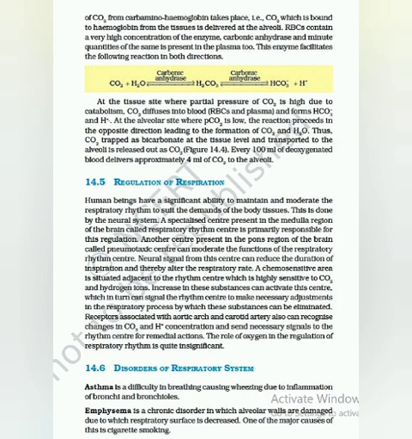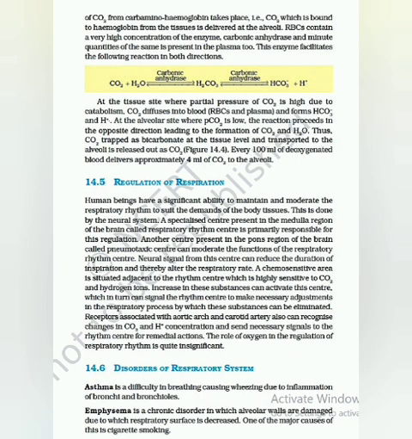At the tissue site, where partial pressure of carbon dioxide is high due to catabolism, carbon dioxide diffuses into blood, RBCs, and plasma and forms bicarbonate and hydrogen ions. At the alveolar site, where partial pressure of carbon dioxide is low, the reaction proceeds in the opposite direction, leading to the formation of carbon dioxide and water. Thus, carbon dioxide trapped as bicarbonate at the tissue level and transported to the alveoli is released out as carbon dioxide. Every 100 milliliters of deoxygenated blood delivers approximately 4 milliliters of carbon dioxide to the alveoli.